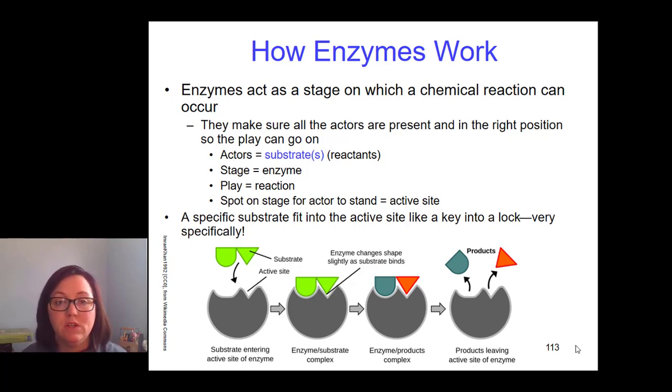Once the substrates are sitting in the perfect spots on the stage, basically they're almost touching at this point, and that's what allows the chemical reaction to speed up, because we've brought these reactants, these substrates, really close together, and now they can simply react with one another and they form a new product, which is then released by the enzyme.